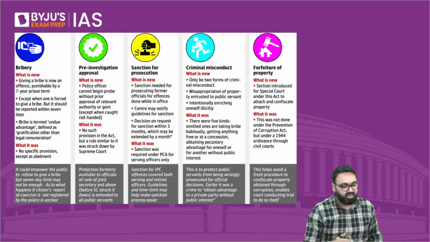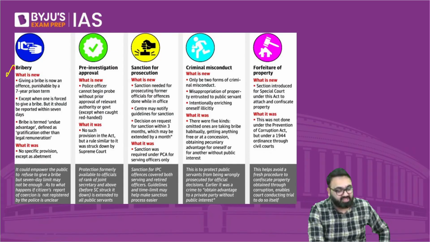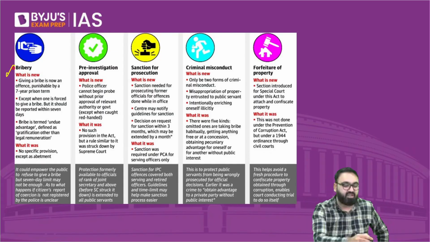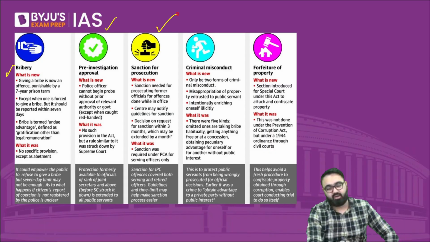You can read it in detail. Giving a bribe is also an offense, up to 7 years of jail. Pre-investigation approval is required. Sanction for prosecution is also required. Property will be forfeited. See, usually, I'll tell you something.